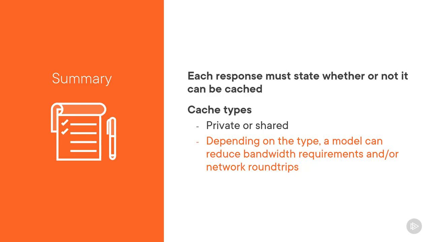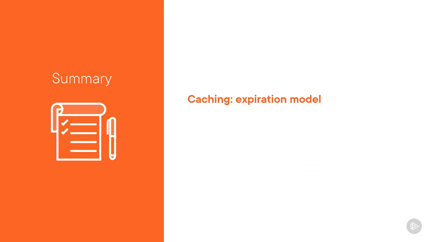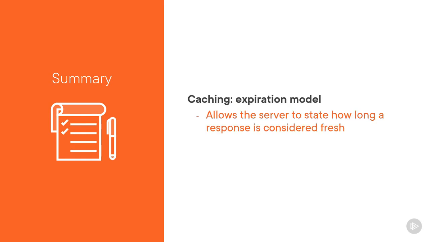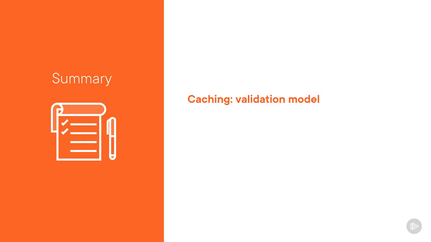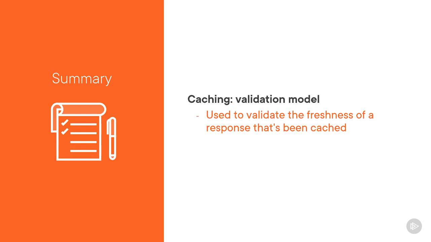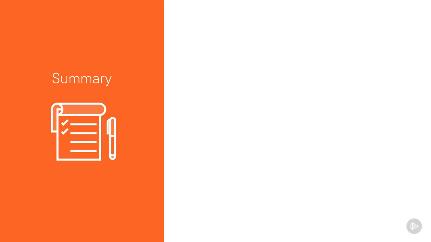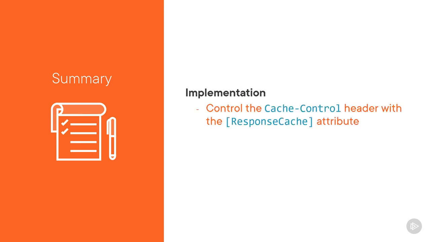These models are the expiration and validation models. We use the expiration model to allow the server to state how long a response is considered fresh. For that, we use the cache control header. The validation model is used to validate the freshness of a response that has been cached. It does this with the help of strong validators like ETags or weak validators like last modified dates or weak ETags. The response caching attribute is used to control the cache control headers on the response message.